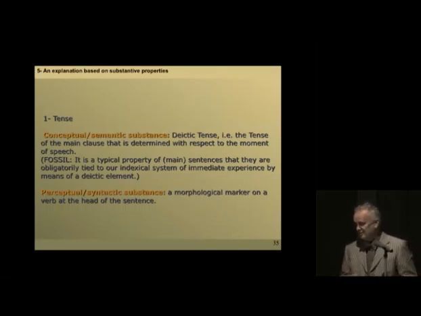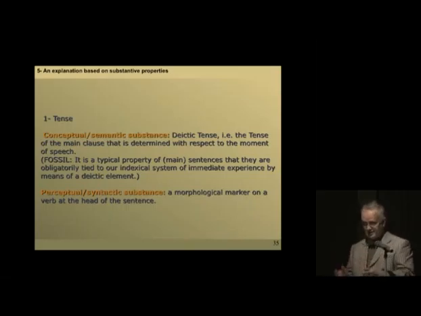Okay? Note, by the way, that this is some kind of curious fossil that we have in natural languages. It's a typical property of main sentences in virtually all languages, I think, that they are obligatorily tied to our indexical system of immediate experience by means of a deictic element.